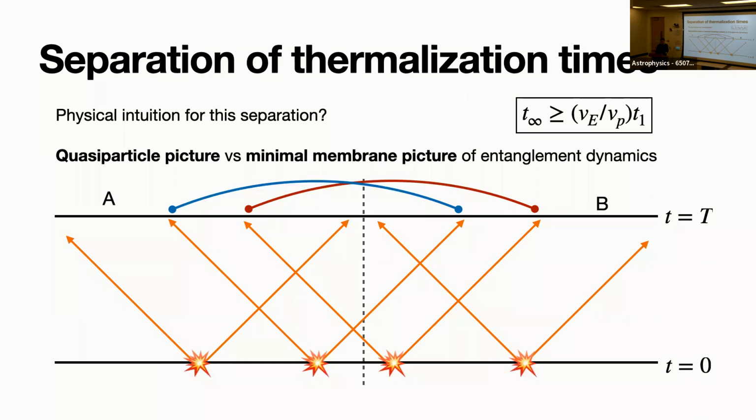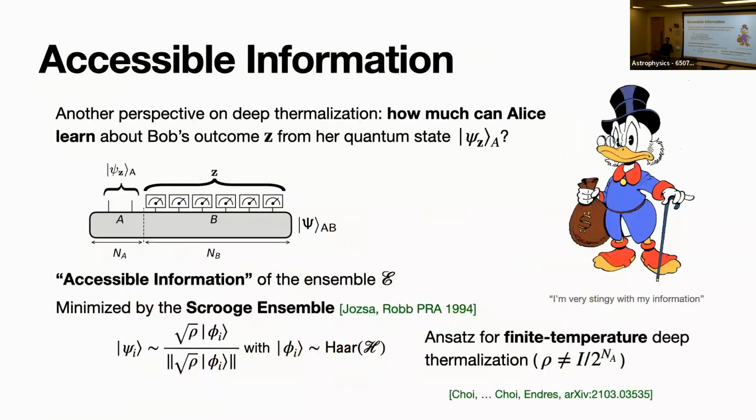Okay, so this point of view can be understood in terms of accessible information, which is a concept in quantum information theory, having to do with, if there are two agents, Alice and Bob, that share this quantum state, and Bob measures his side and finds a certain set of outcomes, how much can Alice learn from her side of the quantum state if she's allowed to measure whatever she wants, optimizing her choice of measurements?